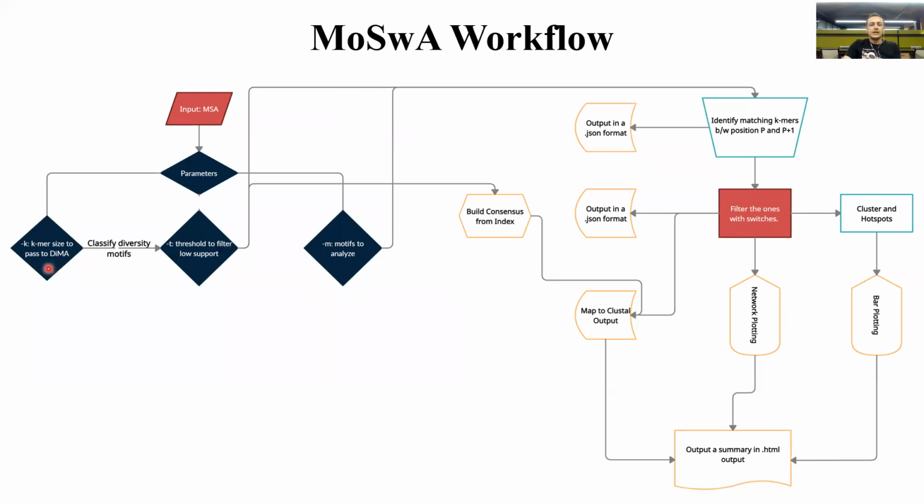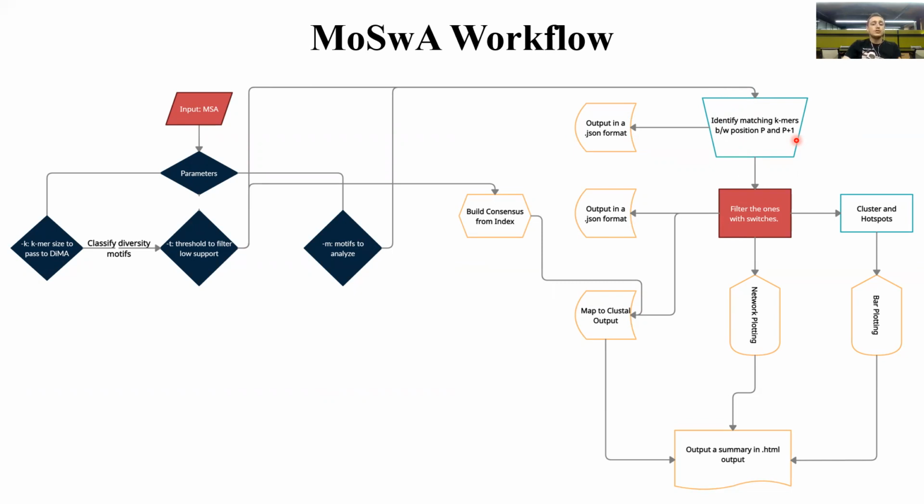This is done by the publicly available DEMA library. And MoSwA then takes all the motifs at position P and P1 to compare them and identify matching k-mers. This process is repeated for all the k-mer positions in the alignment, and motif switch positions are determined and tagged.